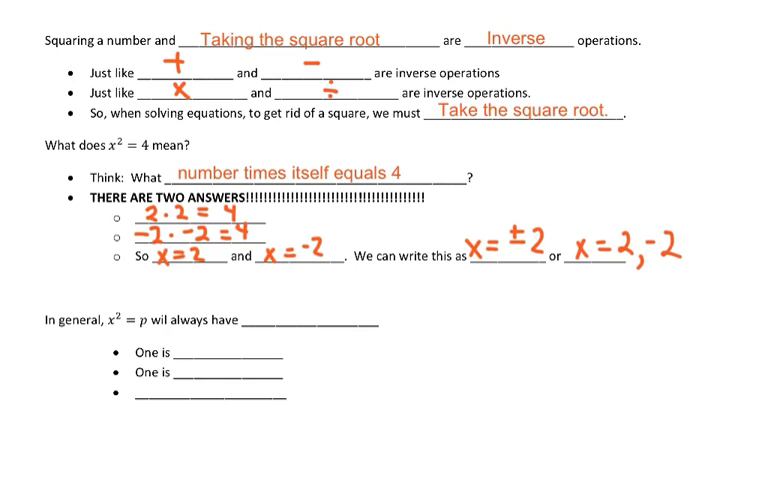So in general, I have a typo here. There's 2 L's in will. In general, x squared equals p will always have 2 answers.